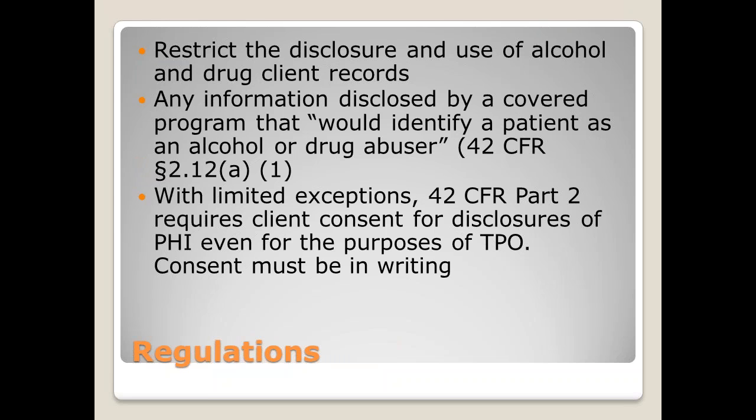So regulations are very specific about what we can and can't do. Any information disclosed by a program that would identify the patient as an alcohol or drug abuser is part of the 42 CFR regulations. There are some limited exceptions, just like with HIPAA, where there are situations where you can disclose information without an authorization. There are some exceptions to 42 CFR. We'll talk about them in a little bit.